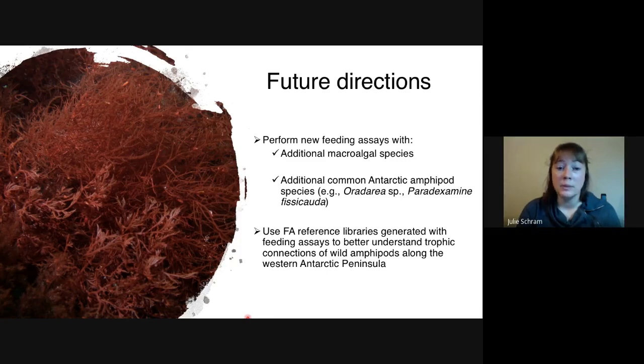We recently did a cruise along the Western Antarctic Peninsula where we collected macroalgal associated invertebrates and macroalgae to get an idea of how they change along a sea ice gradient and how those connections might be influenced along that gradient. So this information will be directly used for that, better understanding those connections.